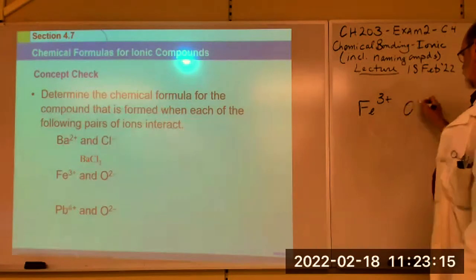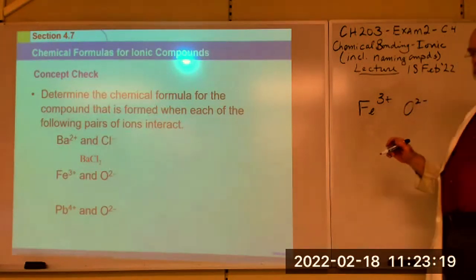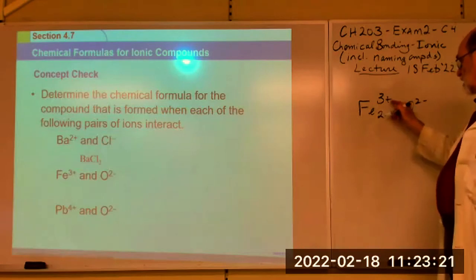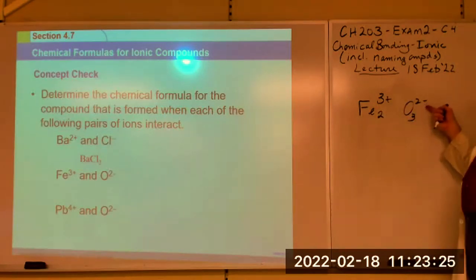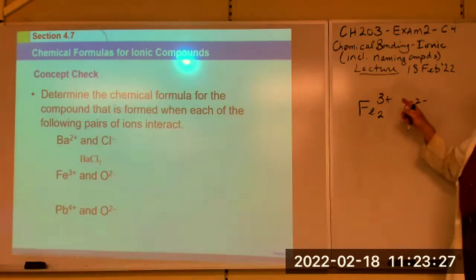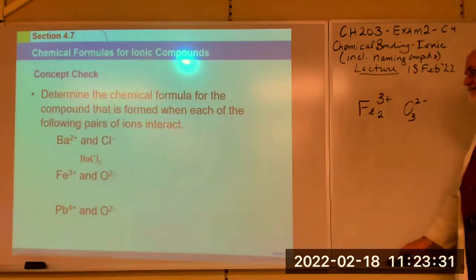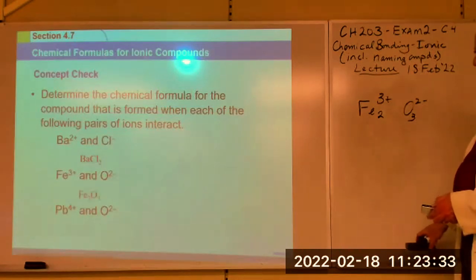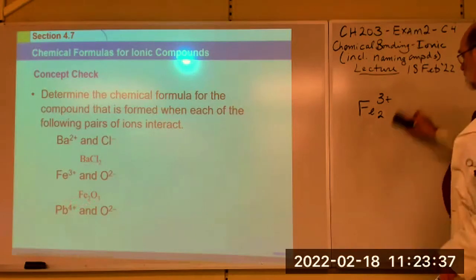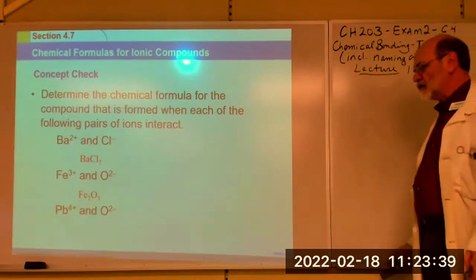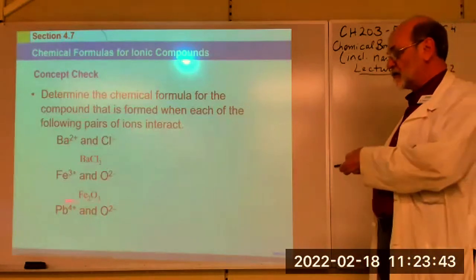Best way is cross multiply. Just take that 2 and put it over here, and take that 3 and put it over here. So we got 3 times 2 is 6 minus, 2 times 3 is 6 plus, we're balanced. And then for lead with a 4 plus charge and oxygen with a 2 minus, you need 2 oxygens to balance that 4 plus.